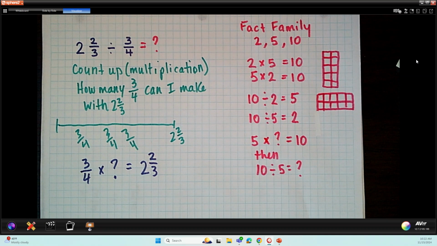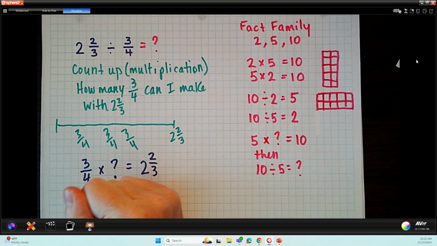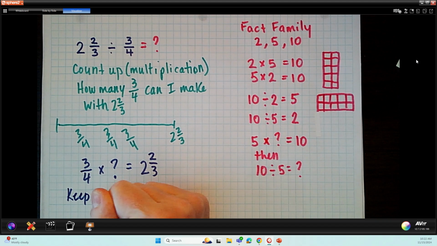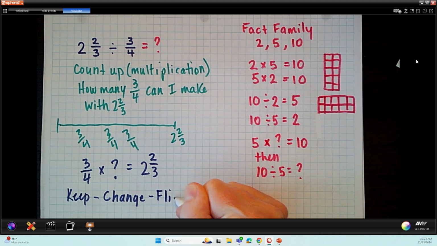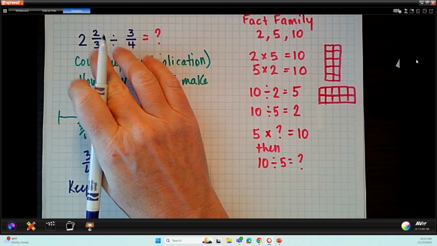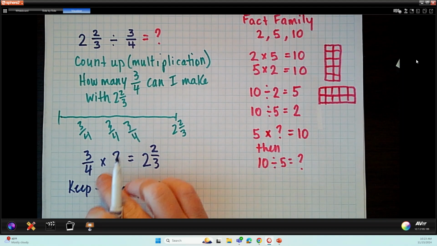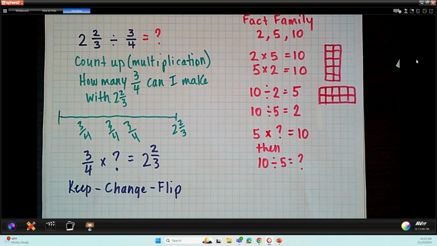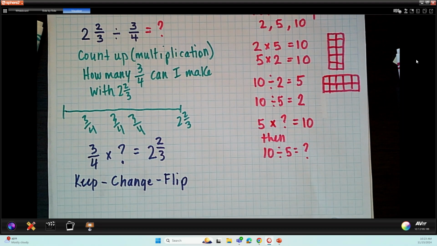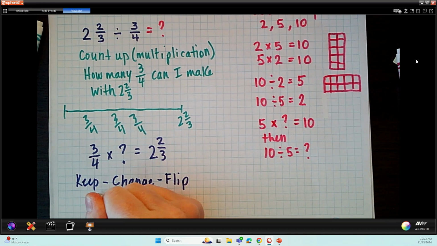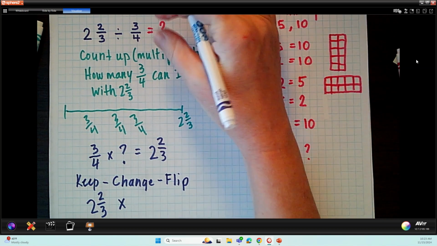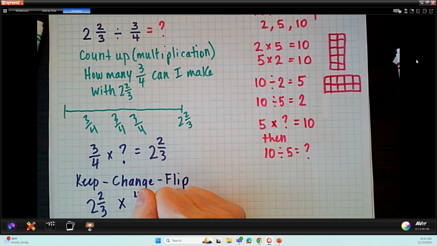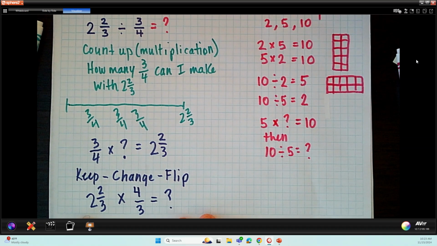Now, in 5th and 6th grade, they learned the keep, change, flip strategy. Keep, change, flip is just another way that we can represent a division problem. So we could do 2 2/3 divided by 3/4. We can do 3/4 times blank equals 2 2/3, which is just counting up. Or we can use the algorithm, keep, change, flip. So we could say 2 2/3 times, not question mark, we're actually going to use the 3/4, but we're going to use 4/3. And that will also give us the missing number.